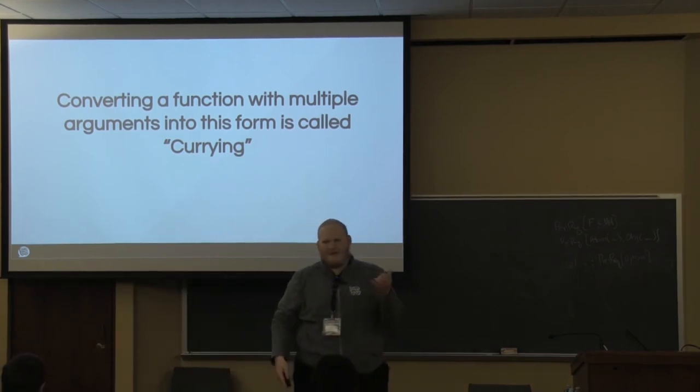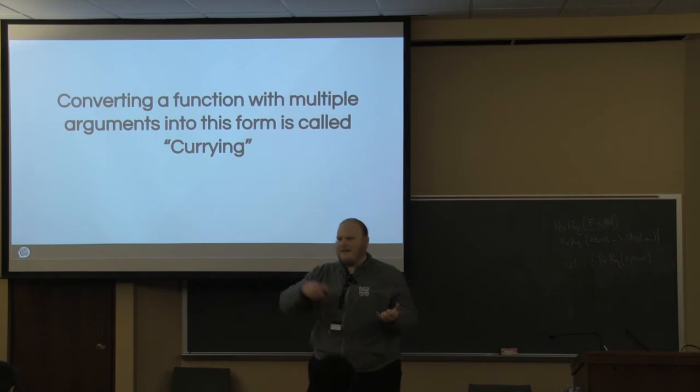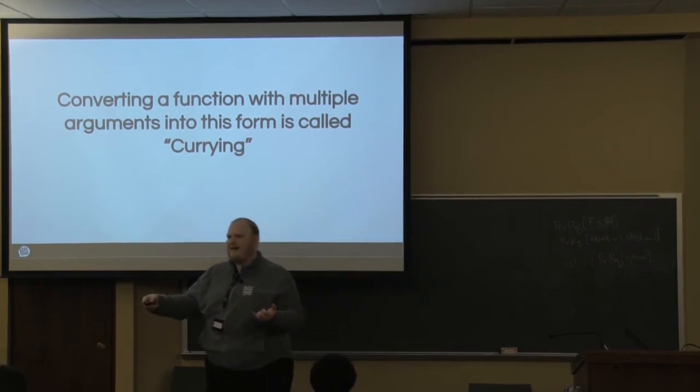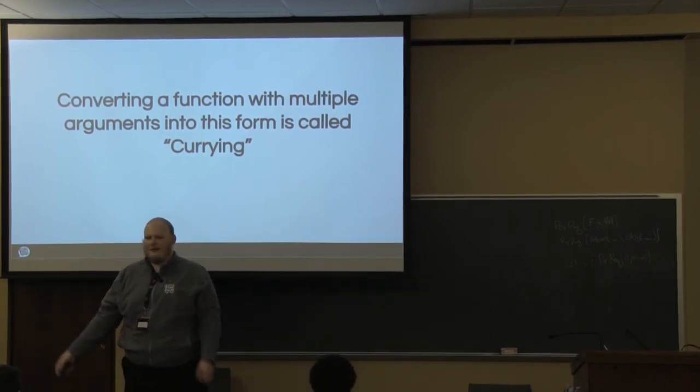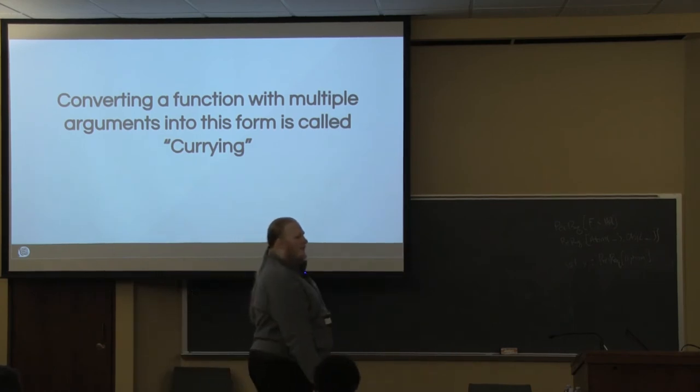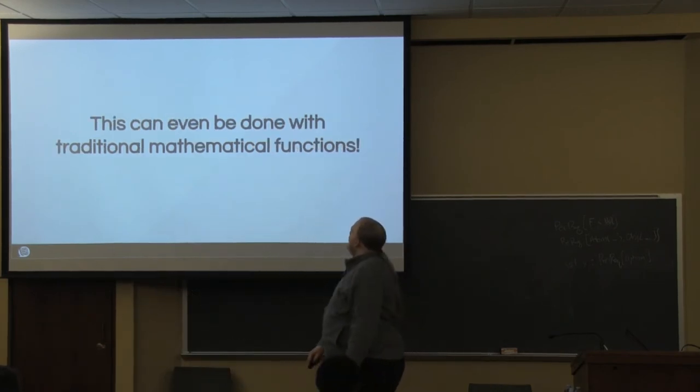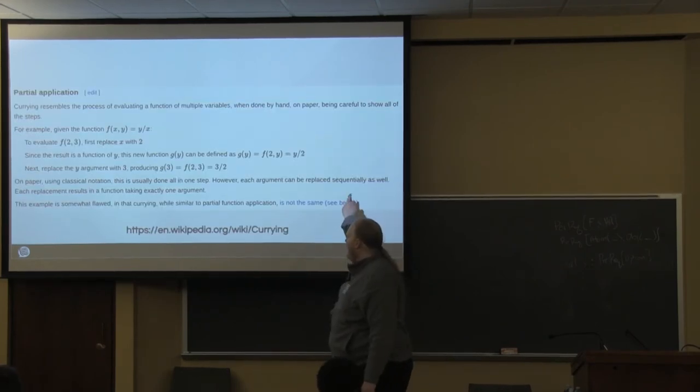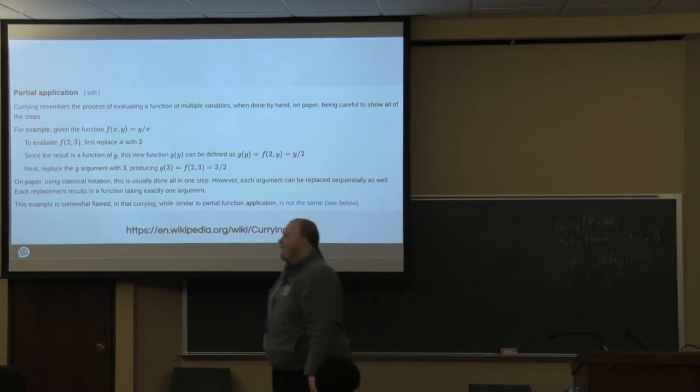But currying is taking a function that takes multiple arguments and converting it into the stepwise process that we just walked through. This can even be done with normal mathematical functions. If you look up the Wikipedia article for currying, you see this. If you have bad eyesight, don't worry about it.